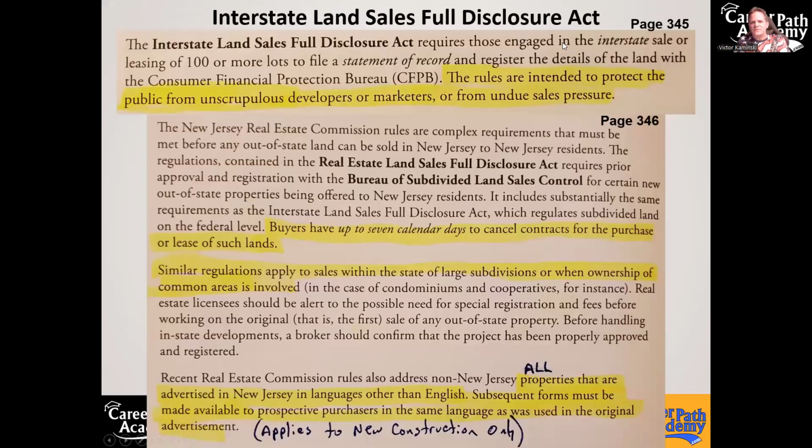So let's do the highlights for that on page 345 and 346. And then right above the word properties, because they're talking about addressing non-New Jersey properties, but it deals with all properties. So just write the word all above properties and then highlight the rest of that.